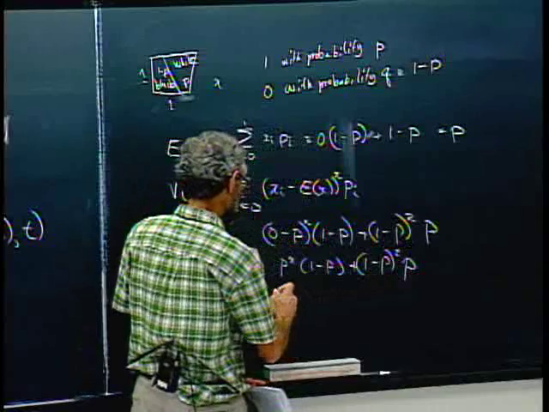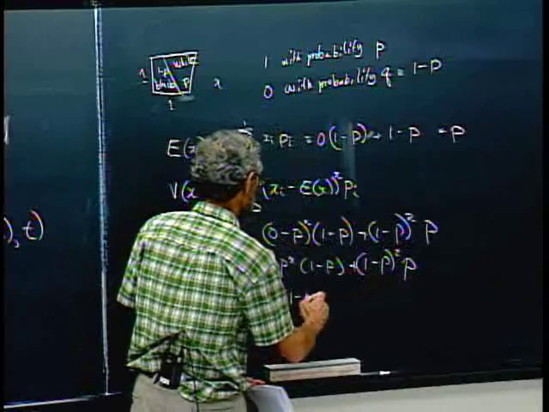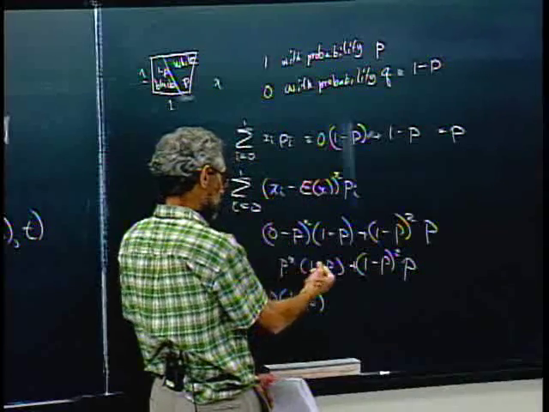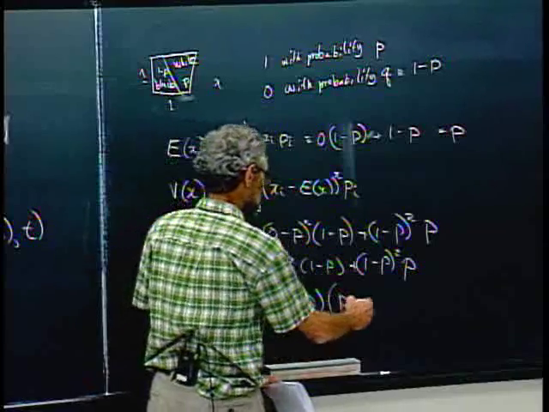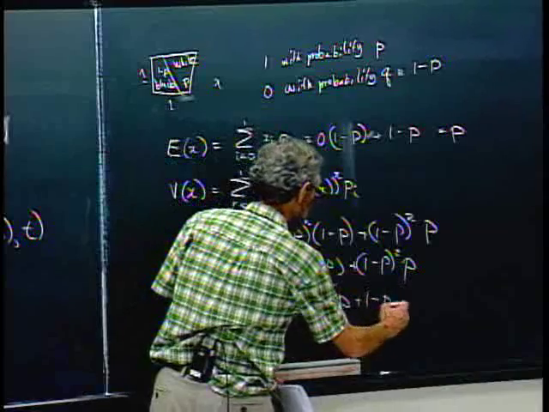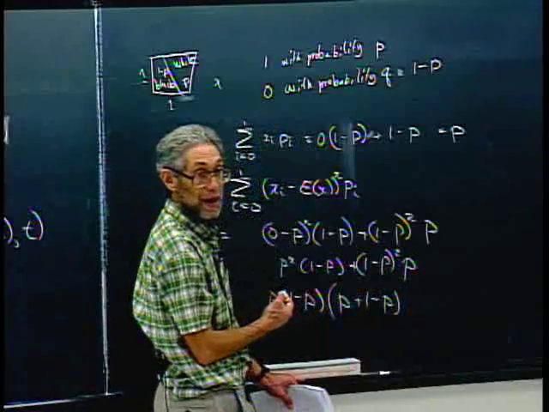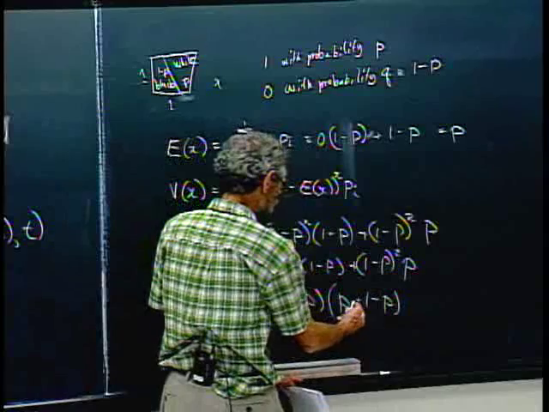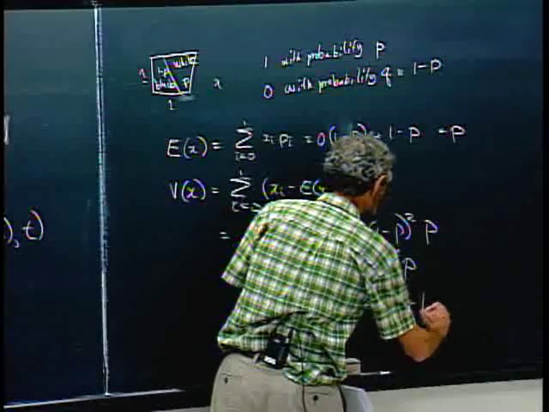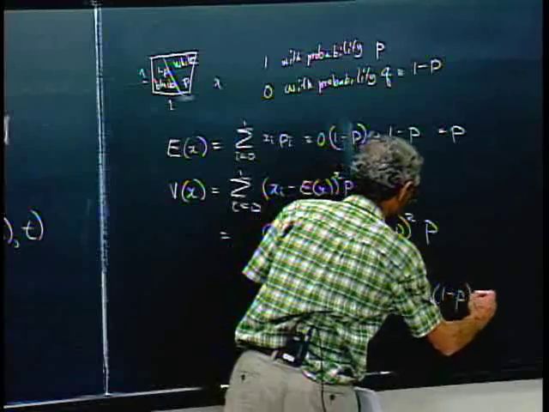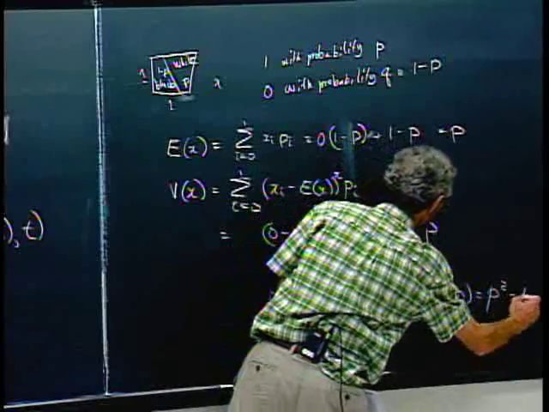And I can factor p times 1 minus p out of this, right? And this thing has a p times that common factor. And this has a 1 minus p, an extra 1 minus p times that common factor. And p plus 1 minus p is just 1. So the answer is p times 1 minus p, or p minus p squared.